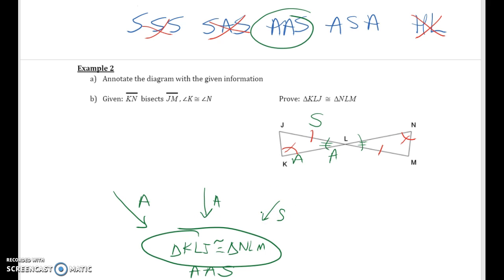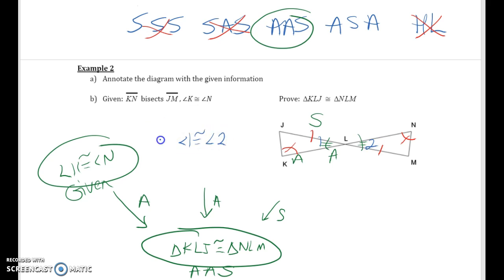Okay, so they give us one angle, so I'll fill that in. Angle K is congruent to angle N. And again, please make sure you write your reason underneath. Our next one that we're going to have is, I'm going to put a 1 and a 2 on here. Angle 1 is congruent to angle 2. And we know that because vertical angles are congruent. And so now we just need the side piece.